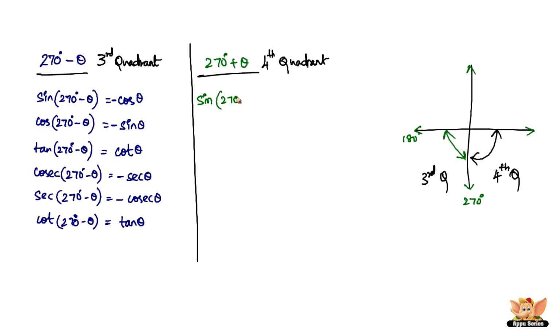All right, so sine of 270 degrees plus theta is going to be, again, 270 is going to change sine to cos. All right, but since sine is only positive in the first and second quadrant, not in the fourth quadrant, this is going to be negative.